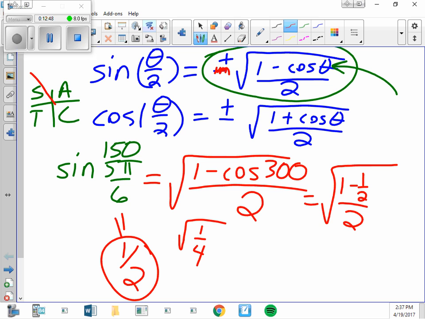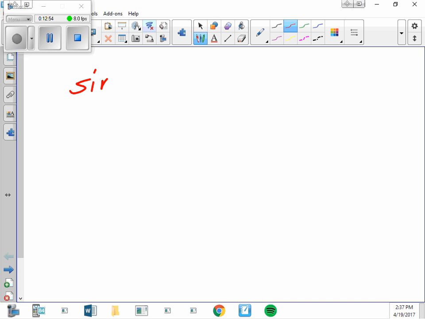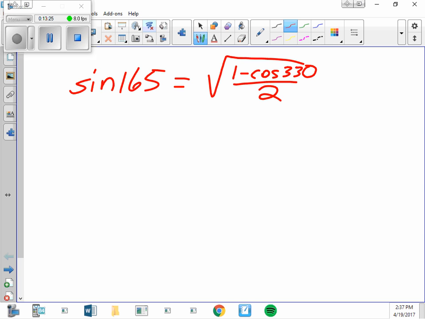Good. 6. 6 is a good one. So number 6. The sine of 165. We need to ask 2 questions. First, what quadrant is 165 in? 2. So the answer is going to be positive. Good. Is there an angle that we can cut in half and get 165? 330. So this is going to equal the positive square root, not the negative, of 1 minus the cosine of 330 over 2.